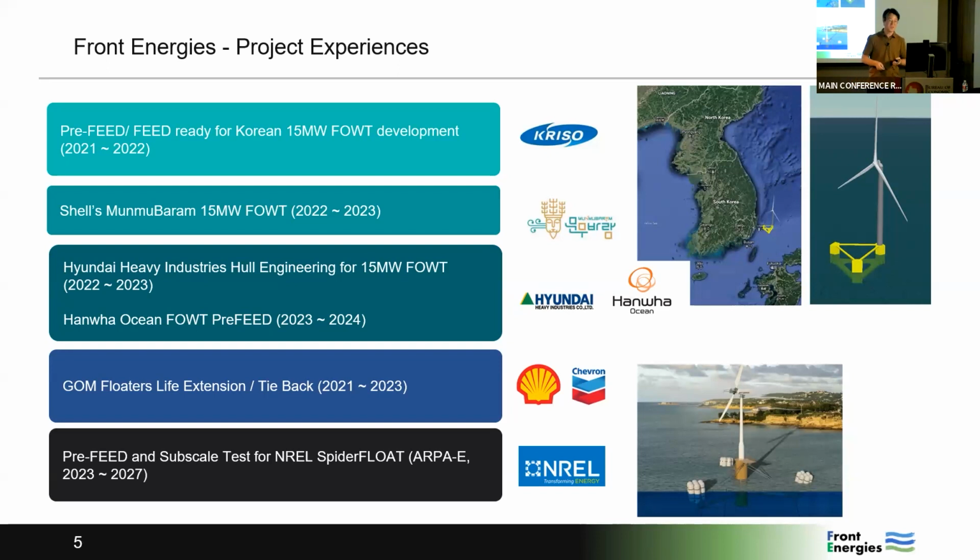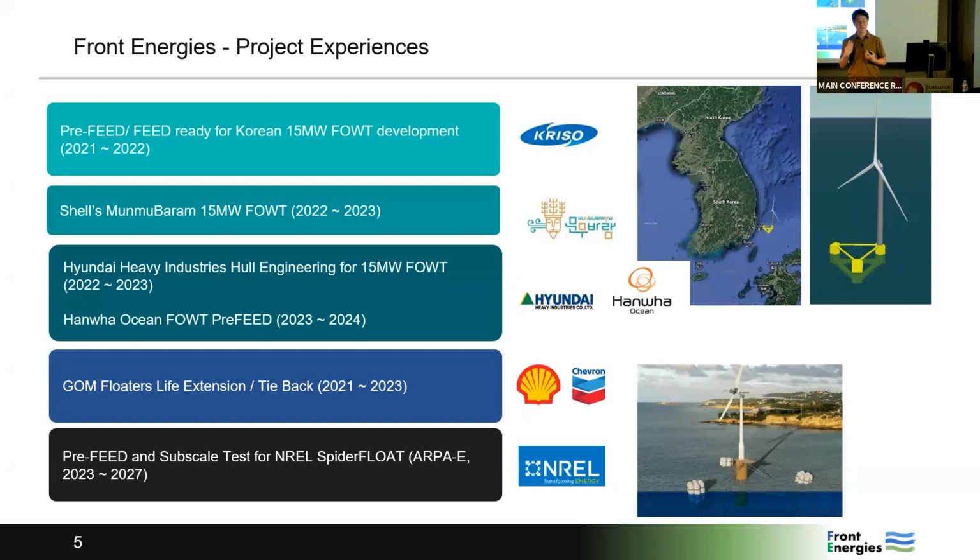That's why we worked together with CRISO for 2 years and did some free FEED and FEED-ready studies to generate the Korea field optimized hull design. So we suggest the hull shape. We call it Pentasemi. Why is it called Pentasemi? Because it has a very flat surface on the hull.